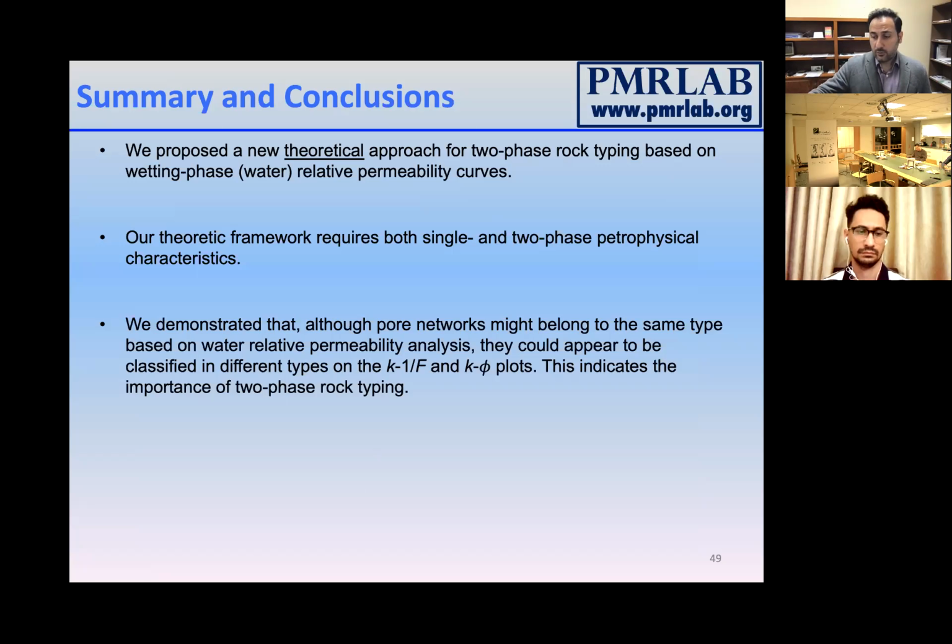For example, if you do two-phase rock typing, there might be some rocks or pore networks belonging to the same type, but if you plot the same pore networks on permeability versus reciprocal formation factor or porosity-permeability plots, they may look scattered. The obtained results highlight the importance of two-phase rock typing. And as I mentioned before, by focusing on single-phase data, we ignore the impact of wettability, contact angle, and also some other detailed information about microscopic properties in a medium.